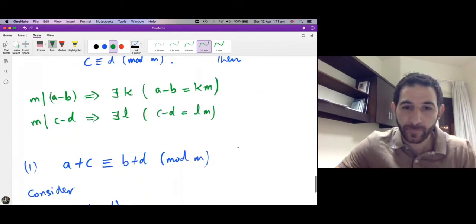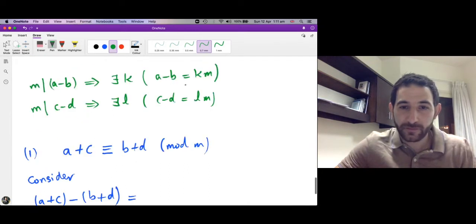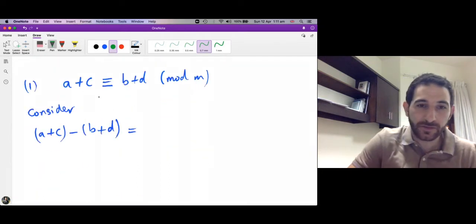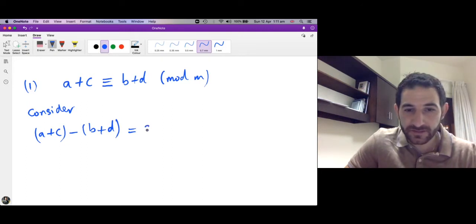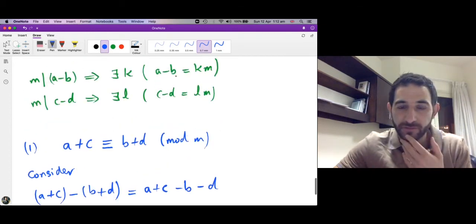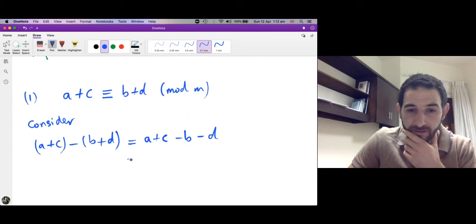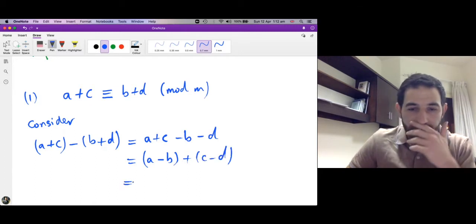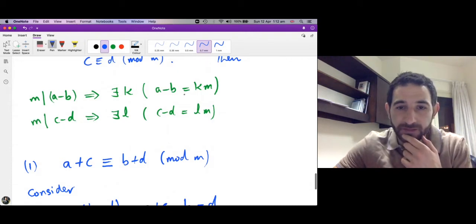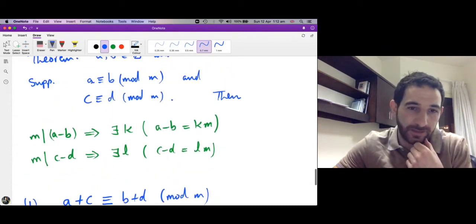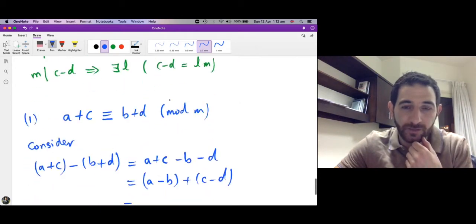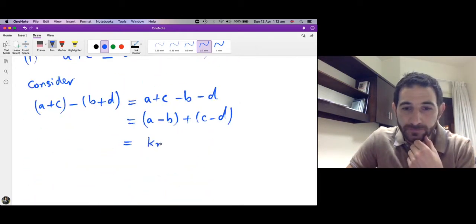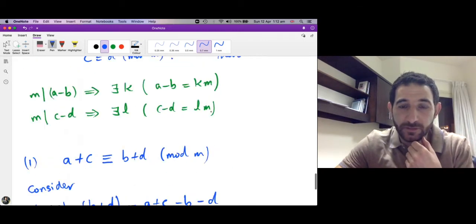We know this. Now, a plus c, look, let me write this. So now this is a plus c minus b minus d. I want to use my hypothesis, so from here I want a minus b. So I can write this as a minus b plus c minus d. Okay, and this is equal, look, from a, we know that a minus b is equal to km because we are assuming that a is congruent to b modulo m. So a minus b is equal to km. And similarly, c minus d is equal to lm.